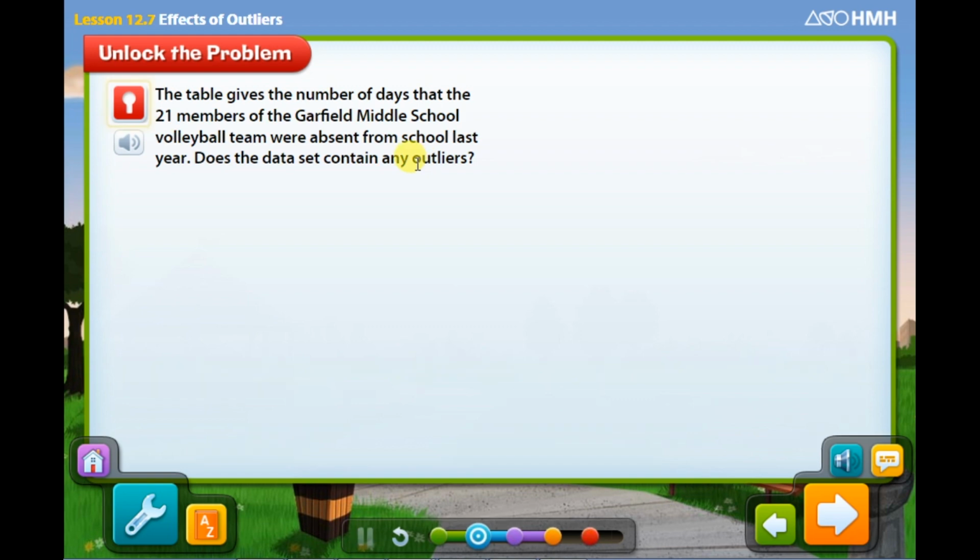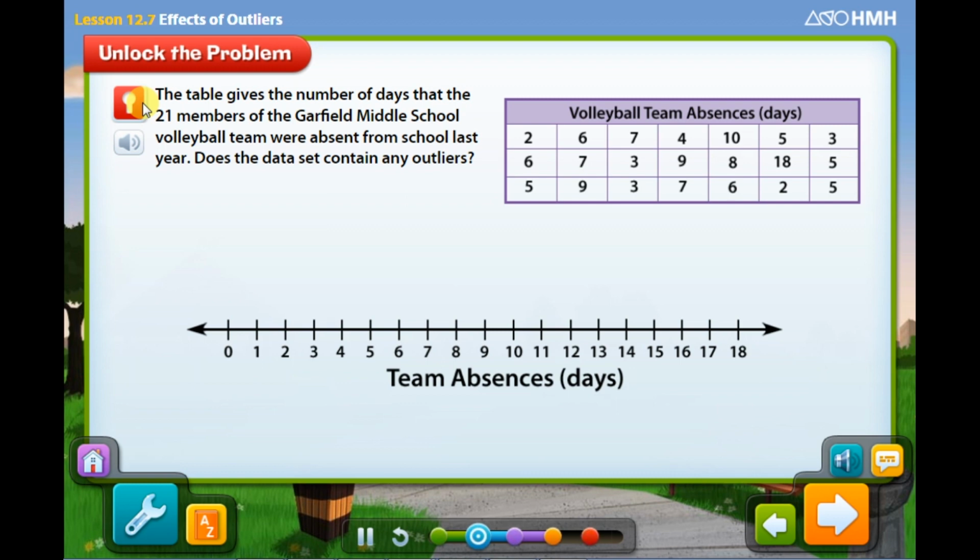Let's unlock the problem. There is a table consisting of a group of data in it. So let's see if there is an outlier in it. You will figure out an outlier once you put your eyes on it, because it is a little weird number, a little bigger than the other numbers or less than the other numbers. So let's see our table first. That's the table. An outlier is a value that is much less or much greater than the other values in a data set. Let's make a dot plot to help us find any outliers in this data set.